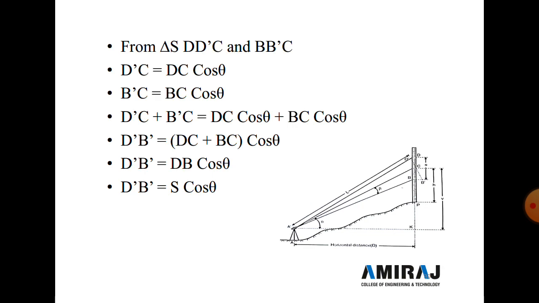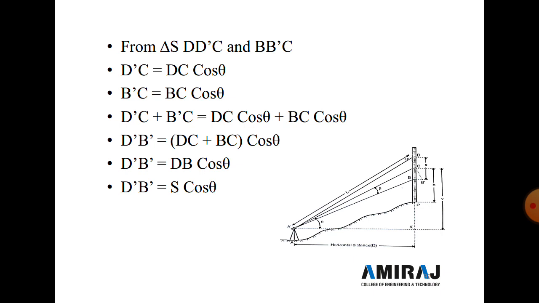Now from the triangles D'C and B'C, D'C is equal to DC cos theta. Here we simply take the triangle D'C and another small triangle B'C. So we apply the mathematical formula of cos theta and sin theta. Cos theta is equal to D'C divided by DC, so D'C is equal to DC cos theta.